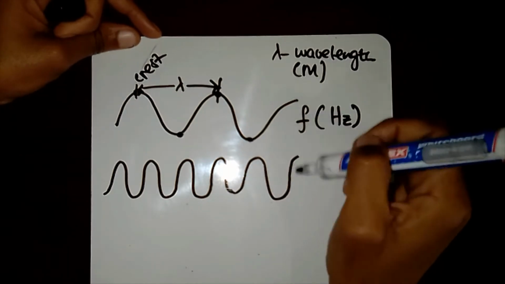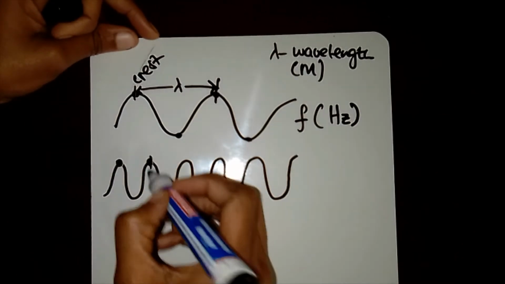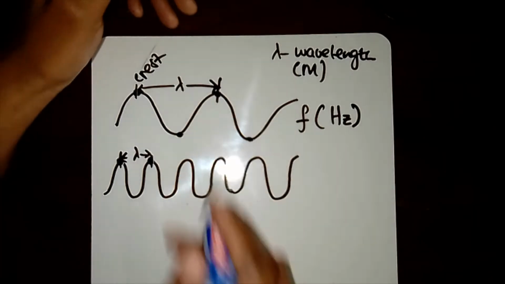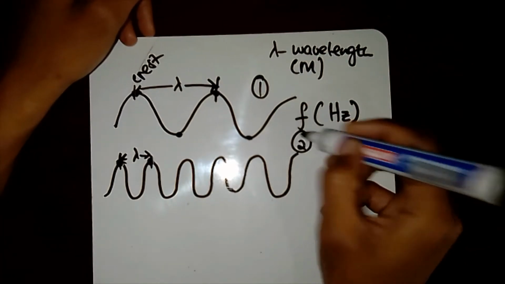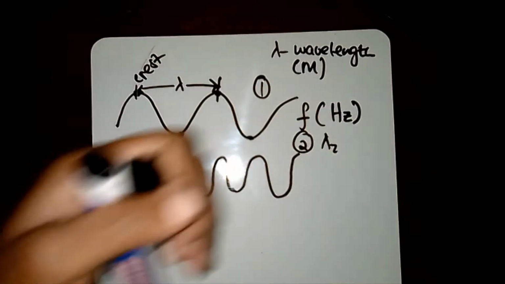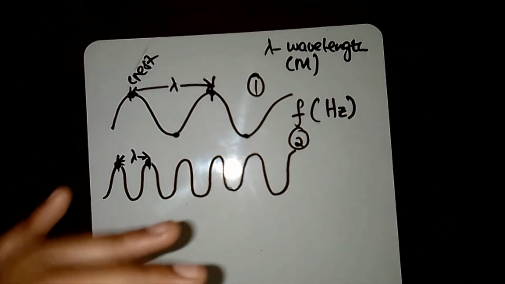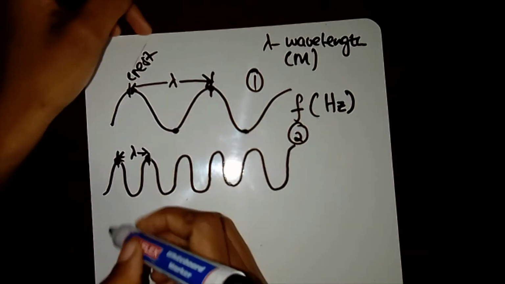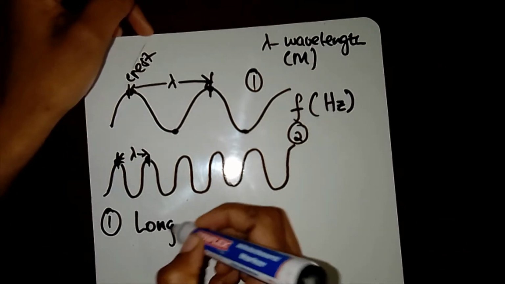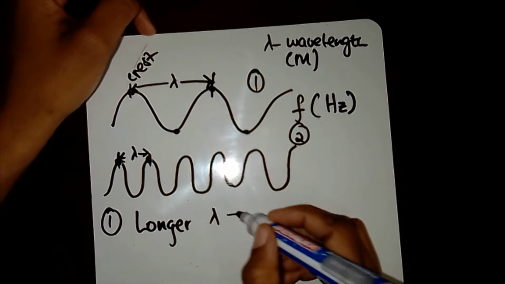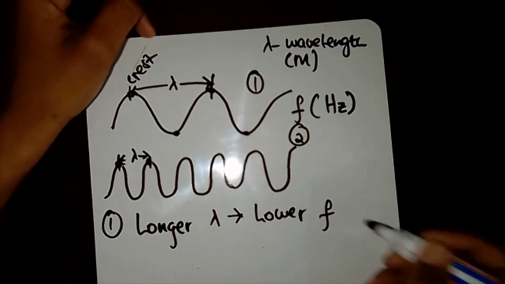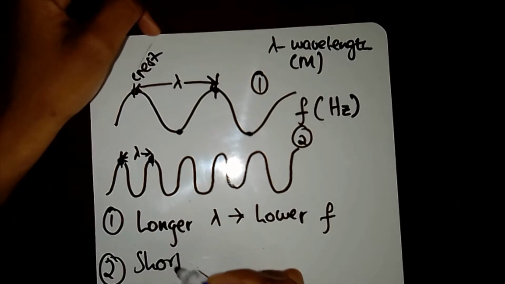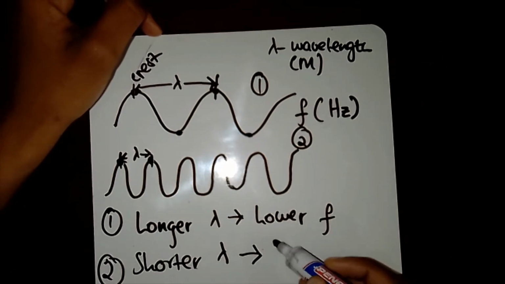So these two waves are produced within a certain period of time, and you can find the wavelength of each, from crest to crest. And then what do you notice about these two waves? Let's call this wave 1 and let's call this wave 2. So for wave 1, what are we noticing? Wave 1 has a longer wavelength, but it has a lower frequency f. Wave 2, on the other hand, has a shorter wavelength, but it actually has a higher frequency.